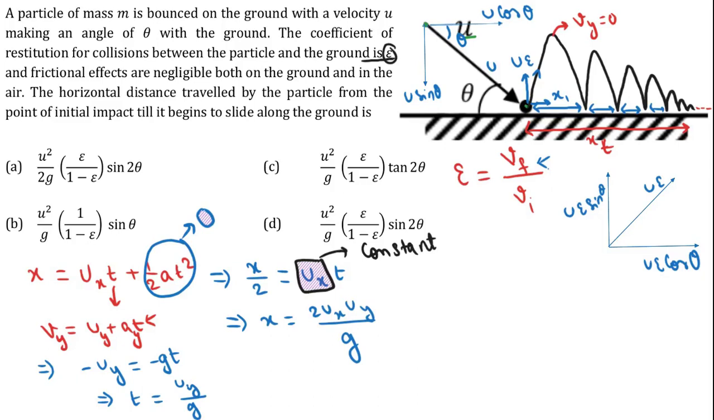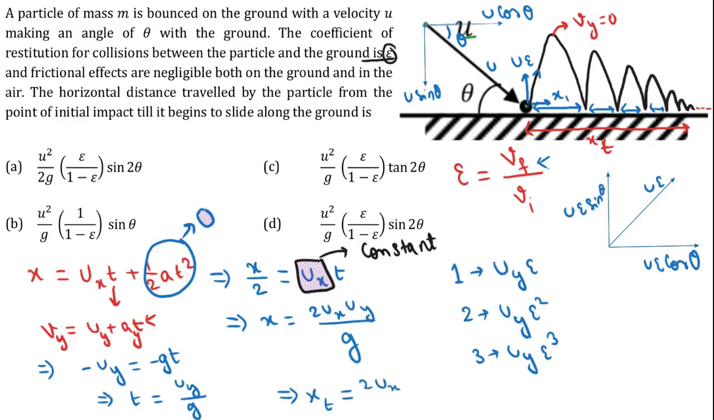However, as we have mentioned earlier, uy keeps on changing. After the first bounce, it was uy times e. After the second bounce, it was uy times e squared. After the third bounce, uy times e cubed, and so on. Which means our x total should be equal to 2 times ux divided by g multiplied by uy times e plus uy times e squared plus uy times e cubed, and so on and so forth.